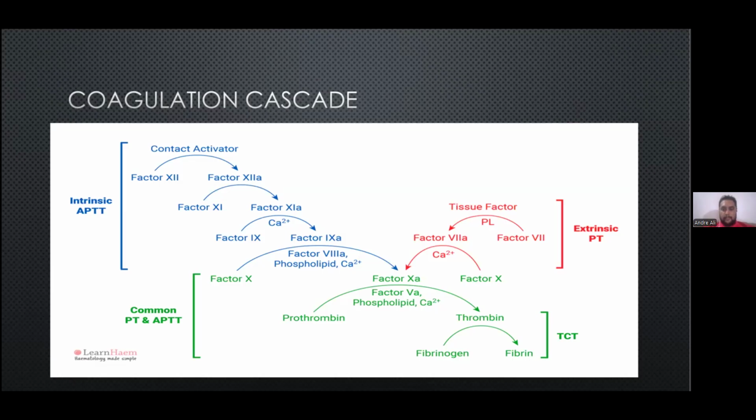The prothrombin time is a reflection of the extrinsic pathway, and isolated prolongations of the PT are most often due to factor 7 deficiency. Now, for the common pathway, deficiencies in factors 5, 10, thrombin, and fibrinogen have both prolonged PTT and PT times.